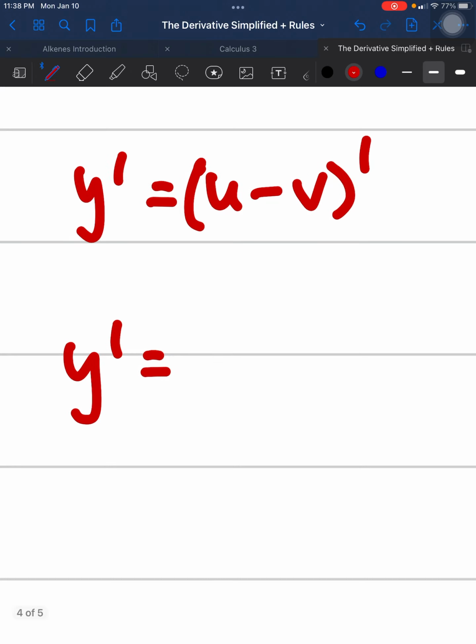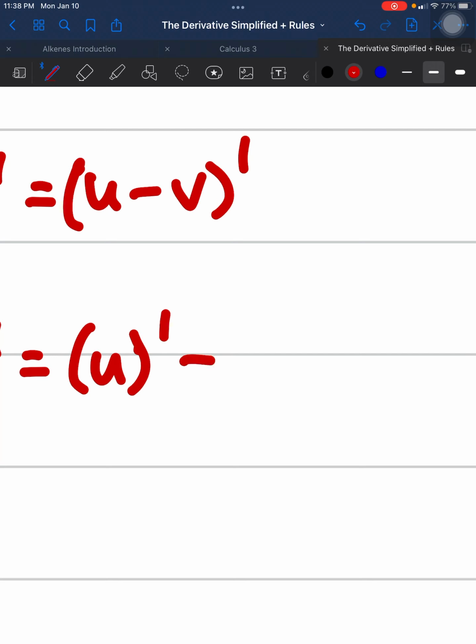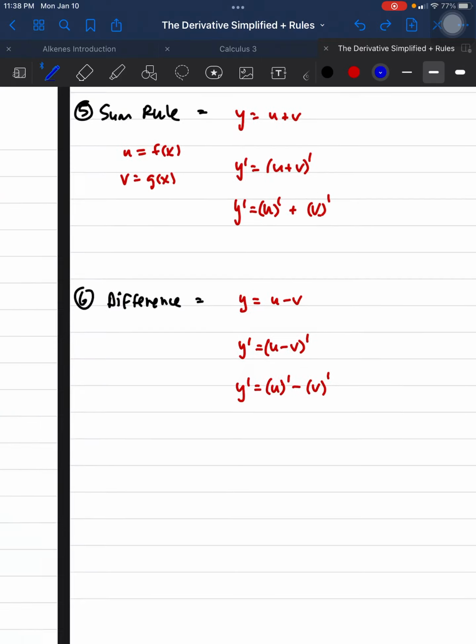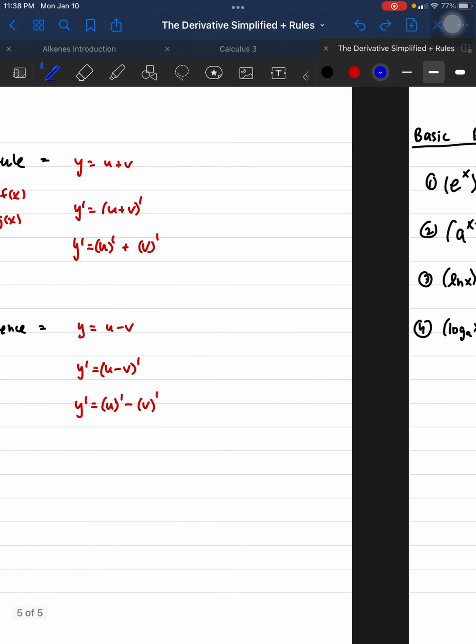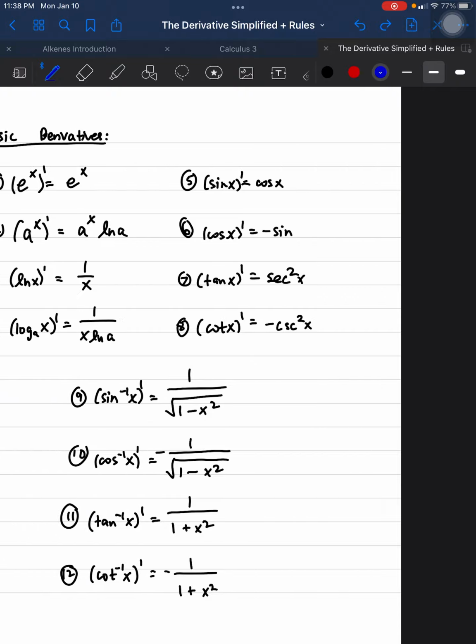So it's going to be y prime equals u prime minus v prime. And you see there's a negative in between the u and the v, so there is an imaginary one. Once you take the derivatives, you're going to have to distribute that -1 to the derivative of v. So those are some of the properties I just missed.